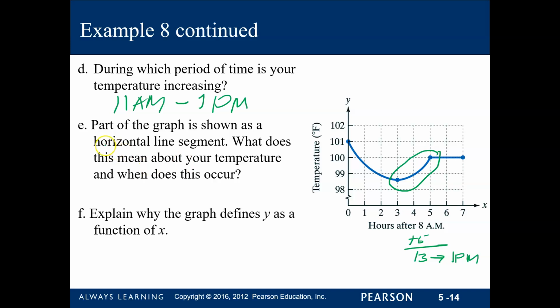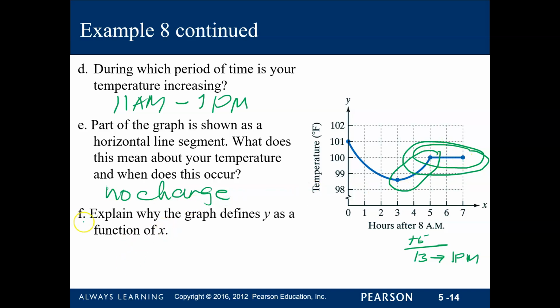So there is a horizontal line segment. What does the horizontal line segment mean? Well, because there was no change, it's not increasing, it's not decreasing. So it means that the temperature was steady. The temperature was the same. No change in temperature. And that's what that horizontal line means.